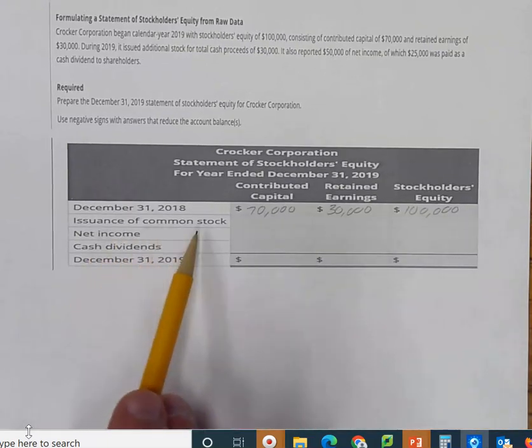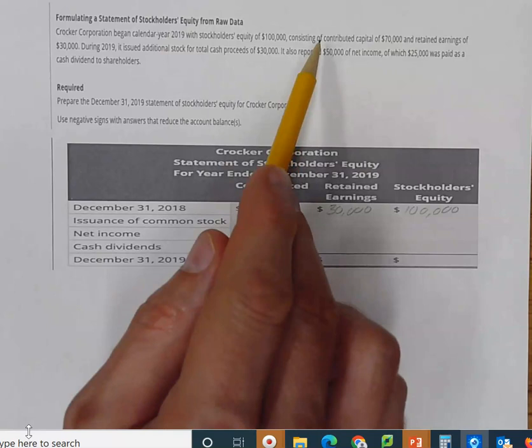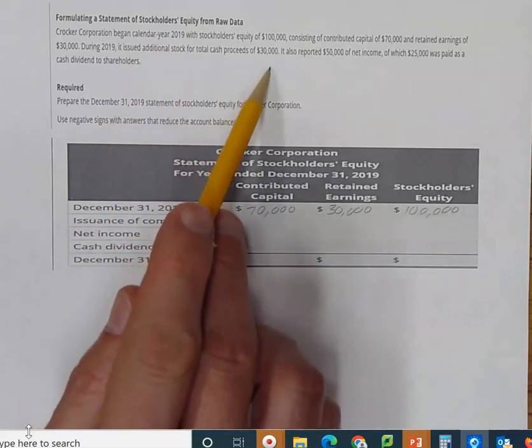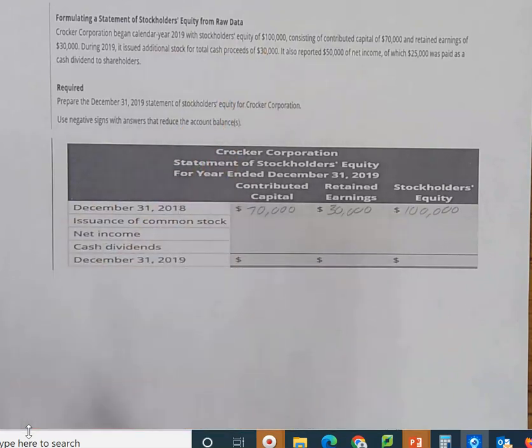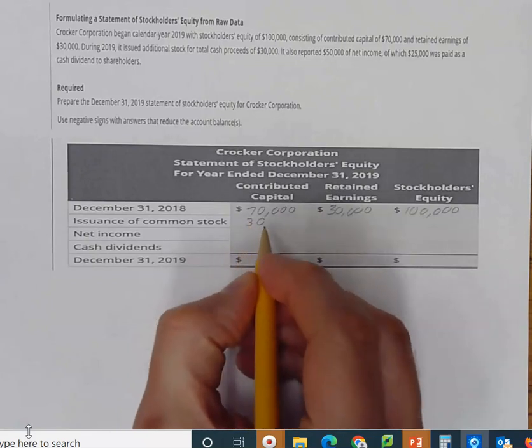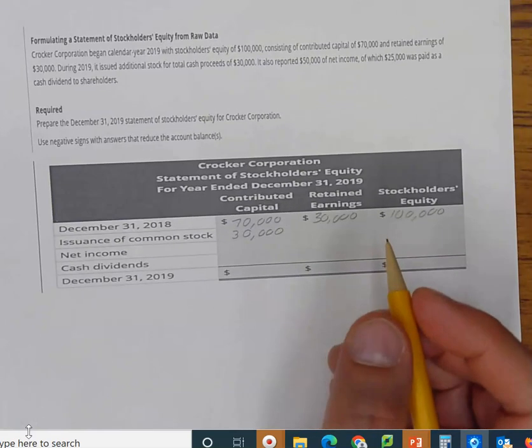They also issued some additional common stock. This is what we're talking about when we talk about contributed capital. The owner puts in, again, usually cash. What do they get in return? Common stock, sometimes called capital stock. So in this particular case, there was an additional $30,000 that was put in. Okay, so we're going to add $30,000.